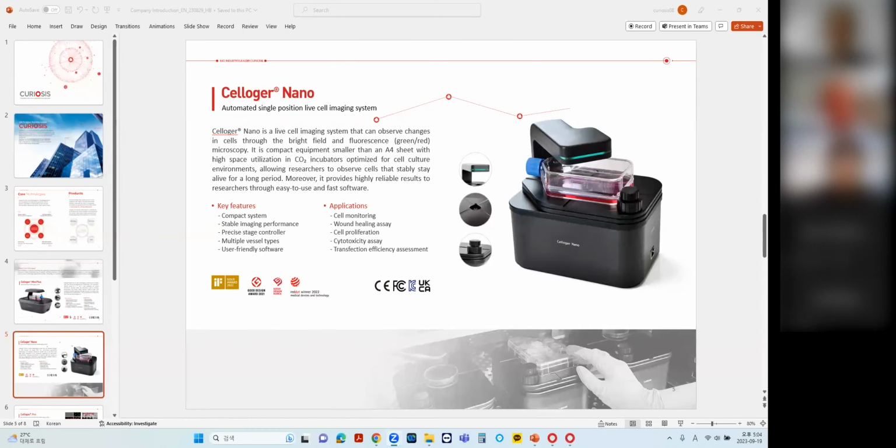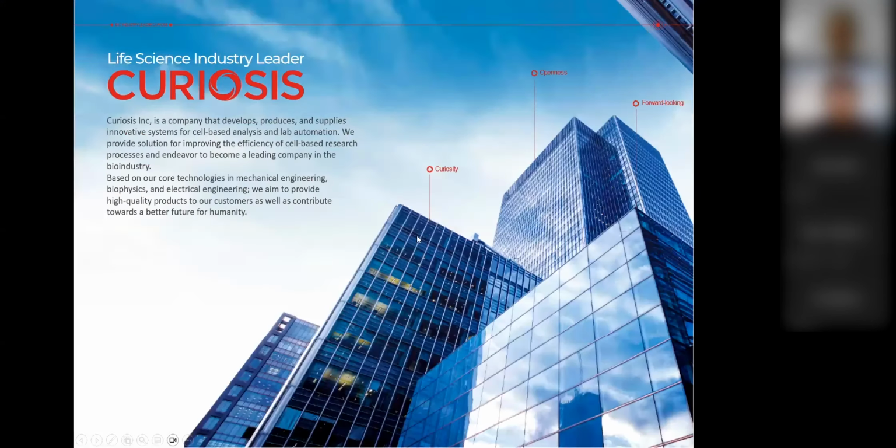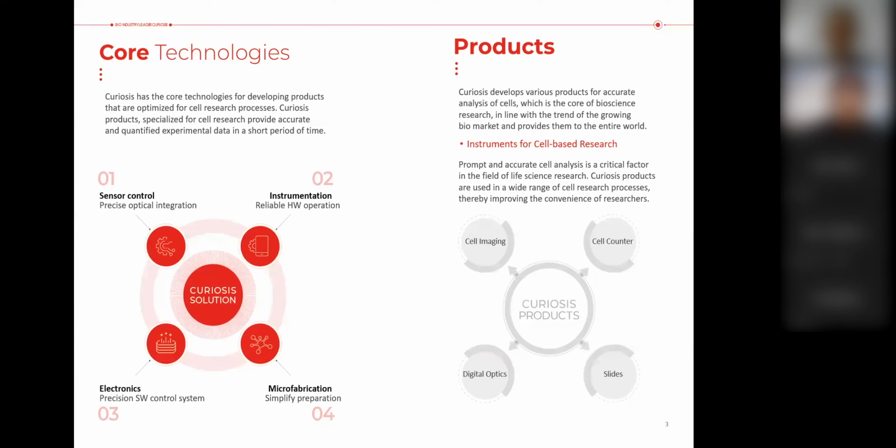So I'm just going to share my screen to give you that brief intro. Great. So Curiosis, who we are, what we do. We're a life science instrument manufacturer based in South Korea. We've been around since 2015. So we don't have a very long background history, but we've been steadily expanding our products and our portfolio within the live cell imaging devices, and also for cell counting, including parts for consumables as well.